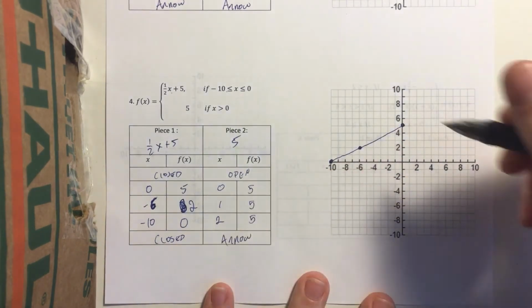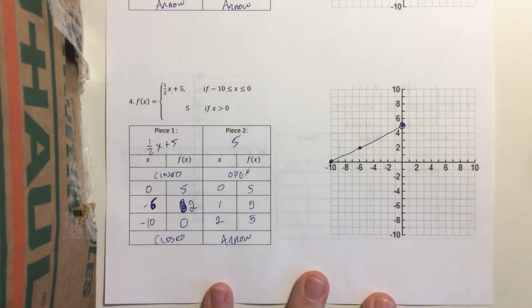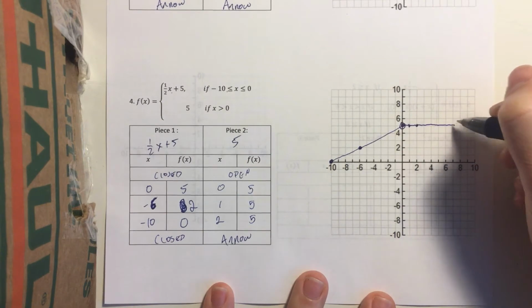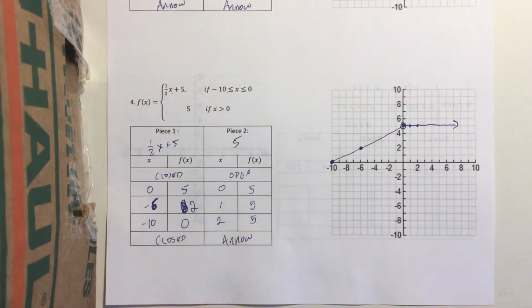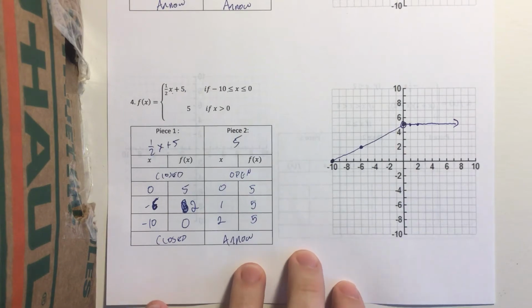And then for piece 2, we start at 0, 5 with an open circle. That just sort of goes right over the point we already had there. And then 1, 5, 2, 5. This just sort of keeps going on forever. All right, we have 2 more problems on the back.